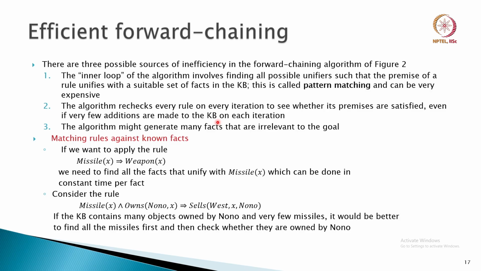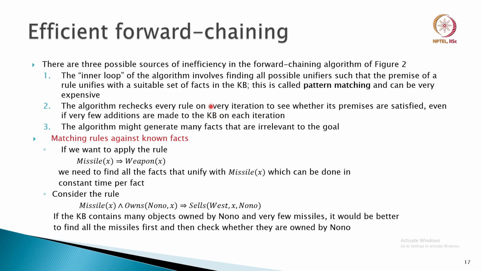So if we look at forward chaining, there are some sources of inefficiency here because we are inferring everything that can be inferred. We may not want to do that because we only want to infer one statement. So instead of inferring that one statement, if we are going to infer so many statements which are unnecessary, it's going to take time. The algorithm also rechecks every rule on every iteration, so you find that it's very inefficient.